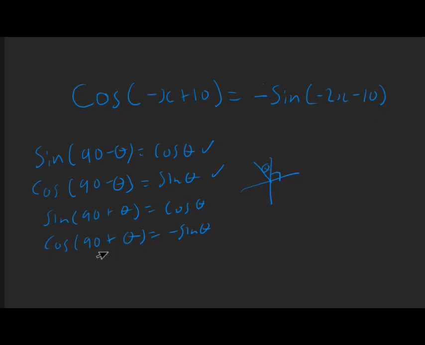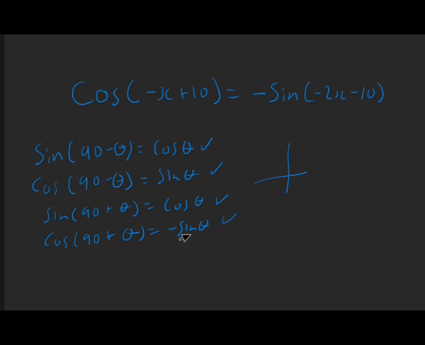So because cos is negative, cos 90 plus theta will produce negative sine, right? These were the other two identities to memorize: sine 90 plus theta is cos theta, but cos 90 plus theta is negative sine theta, right?